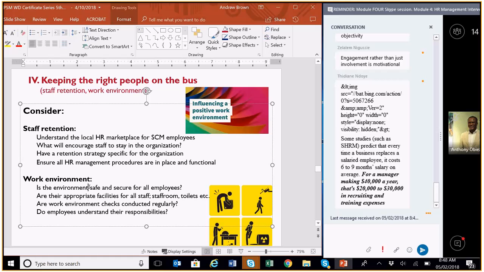The other aspect, which is a relatively simple one financially to think about, is the work environment. Is it safe and secure for all employees? Are there appropriate facilities, for example, a staff room for having lunch, toilets, etc.? Are there checks done regularly to ensure that they're kept appropriate? And do employees understand their own responsibilities when it comes to work environment and workplace safety? Again, the work environment is a significant part, as we saw with the pathways, of getting staff to be engaged and interested in their workplace, but it's something that we don't think about very often.